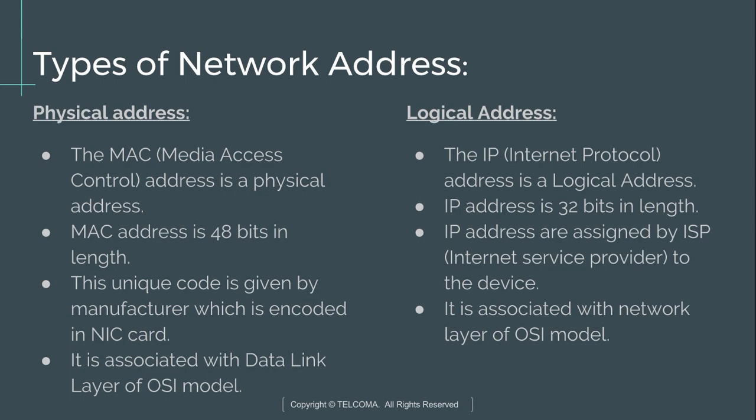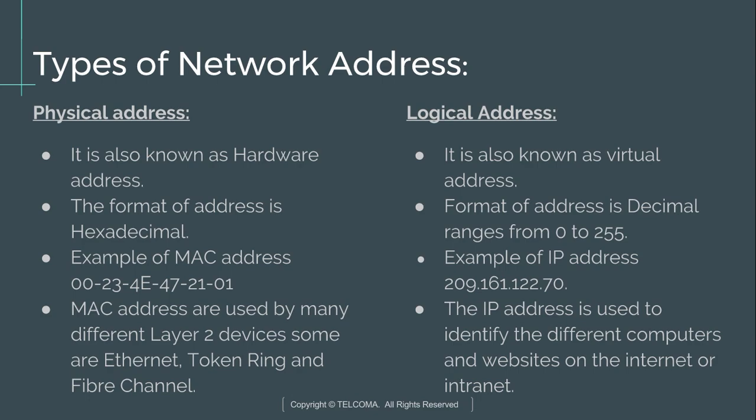The physical addresses are mostly associated with the data link layer of the OSI model, whereas logical addresses are associated with the network layer of the OSI model. Physical addresses are also known as hardware addresses, whereas logical addresses are known as virtual addresses. The format of physical addresses is hexadecimal; MAC addresses are represented in hexadecimal, and logical addresses are in decimal, with a range between 0 and 255. The example of a MAC address is as shown, represented in hexadecimal, and the example of an IP address is shown, represented in decimal.